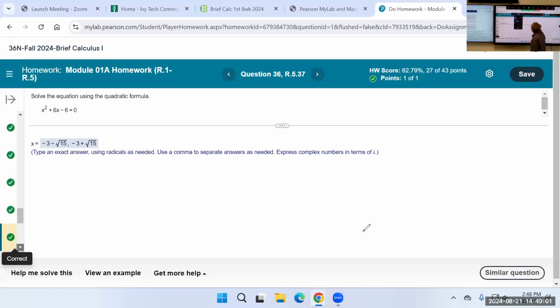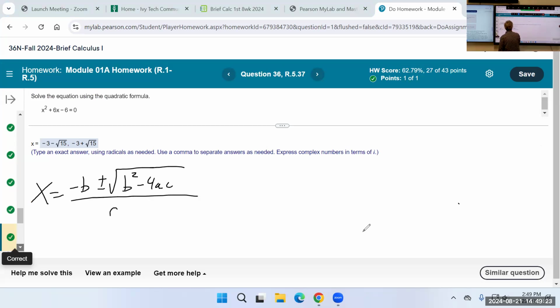Right, and then really going back to high school: solve the equation using the quadratic formula. Do we remember the quadratic formula? I'll give it to you in case it's been a while, but x equals negative b plus or minus the square root of b squared minus 4ac, over 2a.